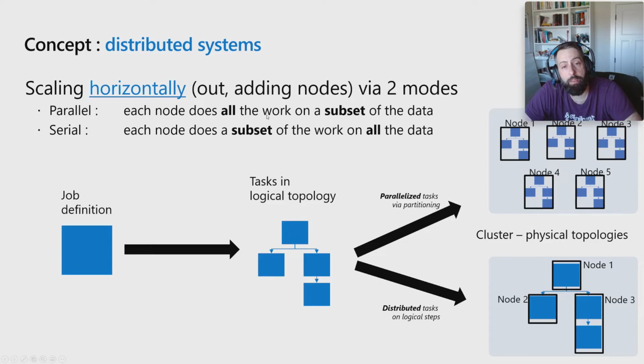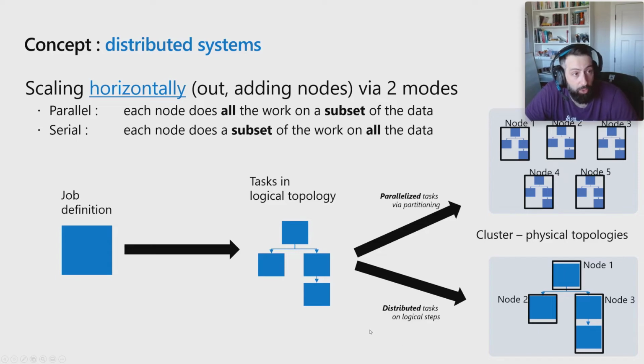Then there's the other option, to do serial. Now, instead, each node will receive a subset of work, a task in the logical topology, and will process all of the data that needs to be processed through that task.